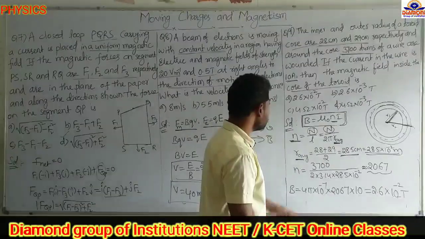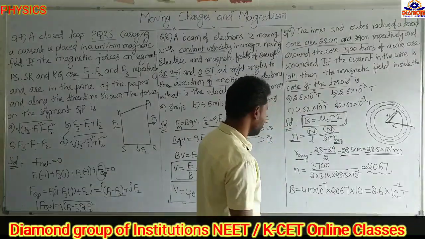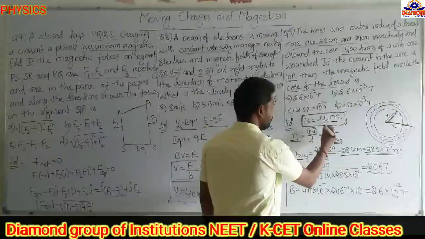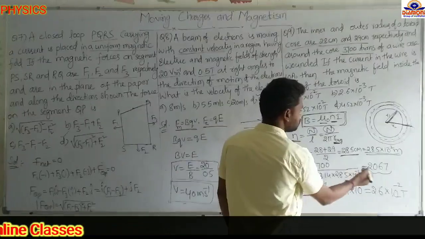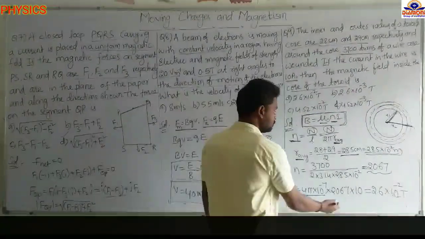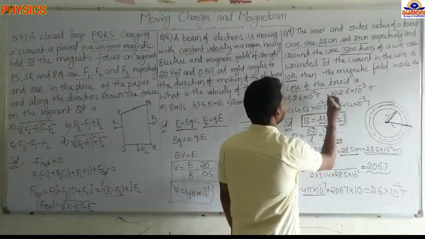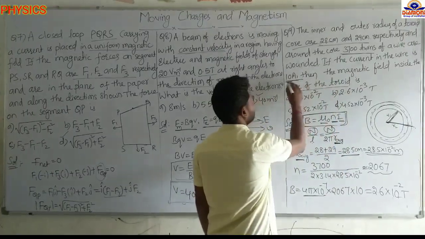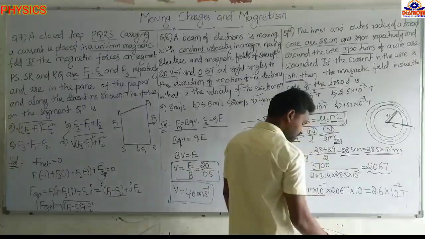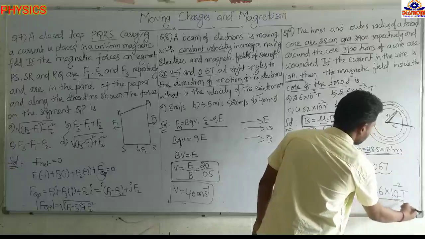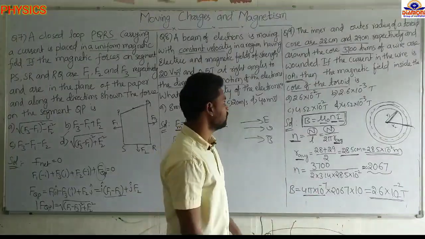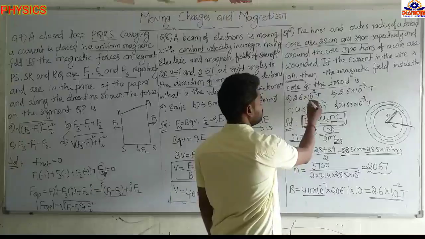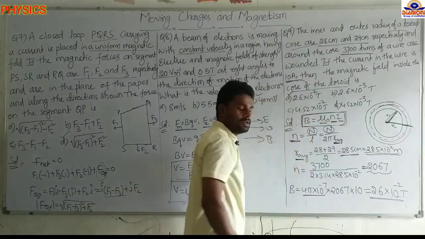Next, they are asking for the magnetic field. The magnetic field equals mu naught, 4 pi into 10 power minus 7, times n, which we got as 2067 per length, times the current, 10 amperes. Substituting and simplifying, we get 2.6 into 10 power minus 2 Tesla. A is the right answer.